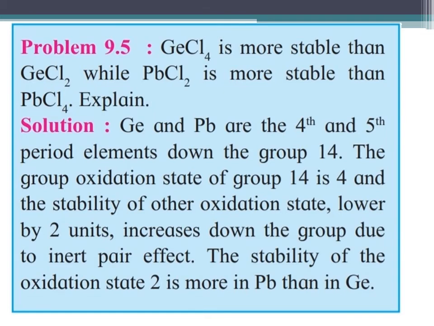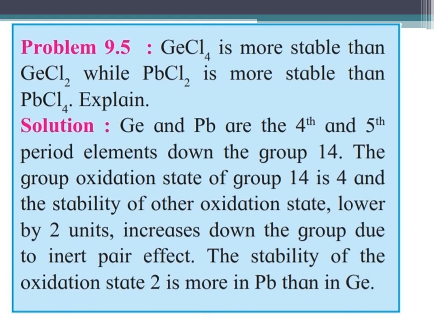Students, let us study one problem. This problem is based upon the stability of tetrahalide and dihalide. I am reading the problem. Germanium tetrachloride is more stable than germanium dichloride, while lead dichloride is more stable than lead tetrachloride. Explain. So over here we need to explain why germanium tetrachloride is more stable than germanium dichloride and lead dichloride is more stable than lead tetrachloride.